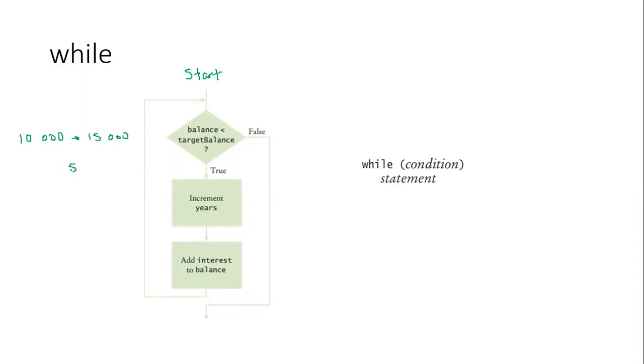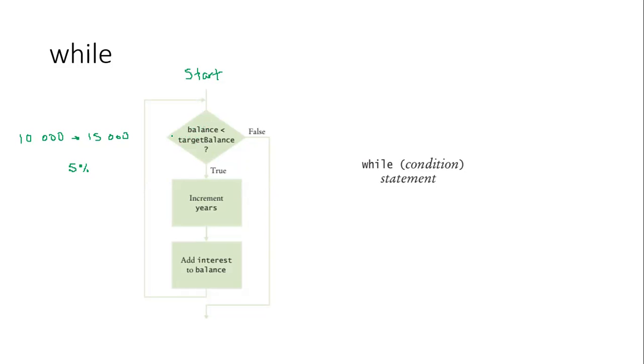Knowing that we have an interest rate of 5%, right? So the first thing we need to do is check if the balance is actually smaller than the target balance. Why? Because if the target balance is actually bigger, well, we don't need to wait a lot. So what happens is like this.